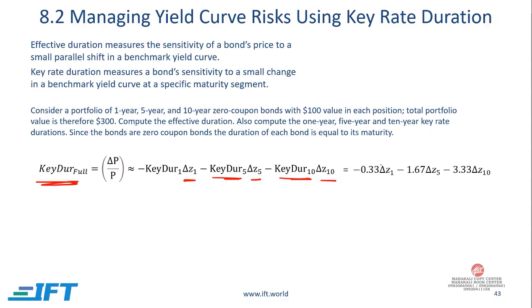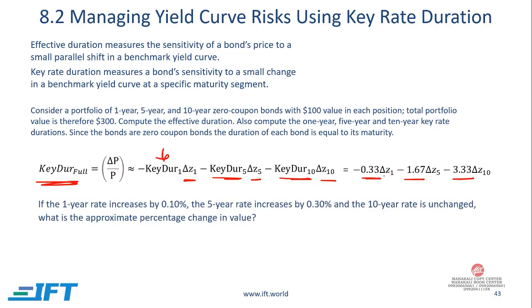Given what we just calculated, we plug in 0.33 for the 1-year key rate duration, this is the 5-year key rate duration, and this is the 10-year key rate duration, and this is the overall formula. The benefit of this formula now is that we might have different changes that are happening at the 1-year level, at the 5-year level, and the 10-year level. And using this formula, we can measure the impact on the overall portfolio.